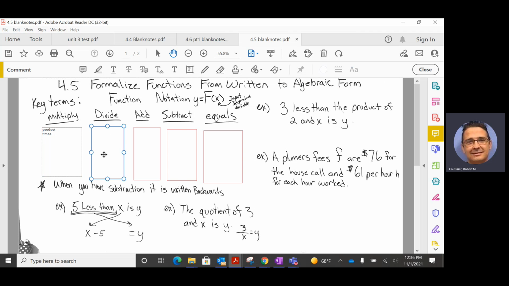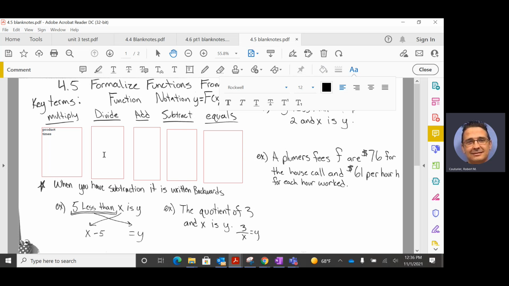Division, the most common word they'll use is quotient, the quotient of a number and a variable. So quotient. Now, they may literally use the word divide or different things like that. So think, what can you add to this list on your particular paper? What are other words that you can think of that are synonyms to the word divide?